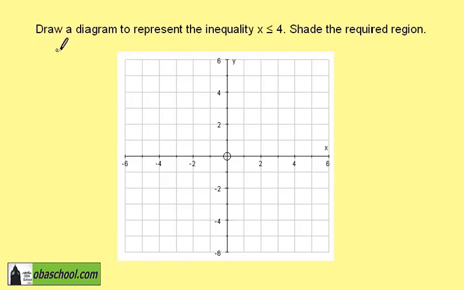We want to draw a diagram to represent the inequality x is less than or equal to 4. We're asked to shade the required region. For x is less than or equal to 4, we need to draw the line x is equal to 4. We draw the line x equals 4.